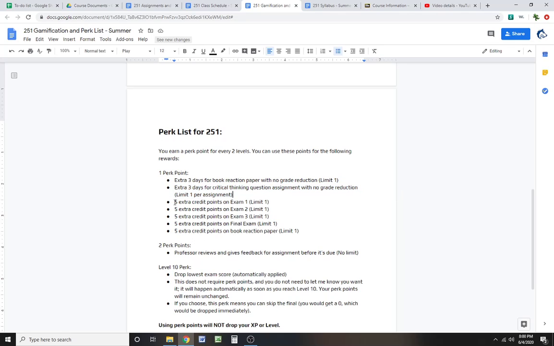And you can also use a perk point each to get 5 extra credit points on each of the exams or on your book reaction paper. Again, you can only use 1. You can't stack them to get 15 extra credit points.